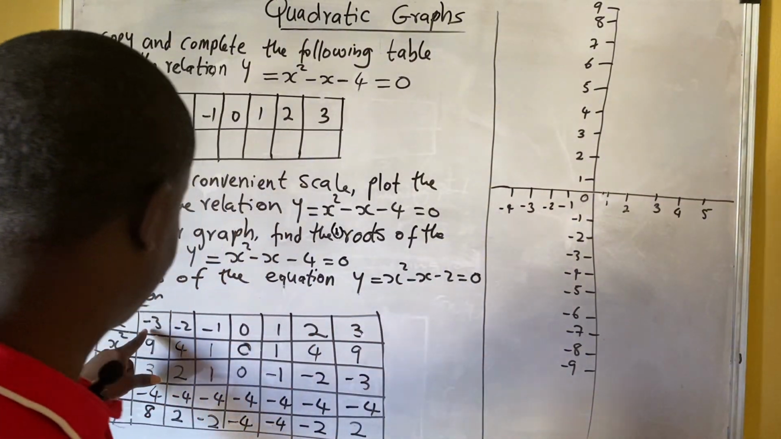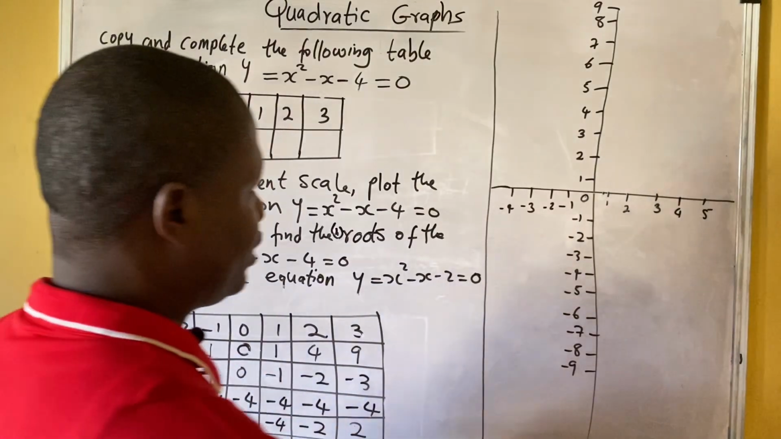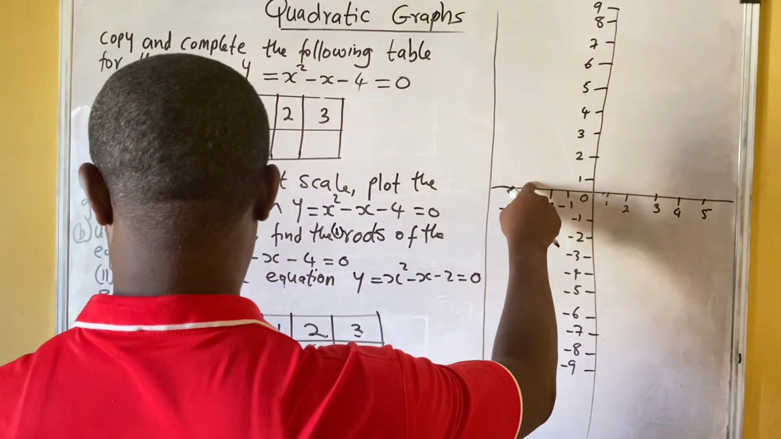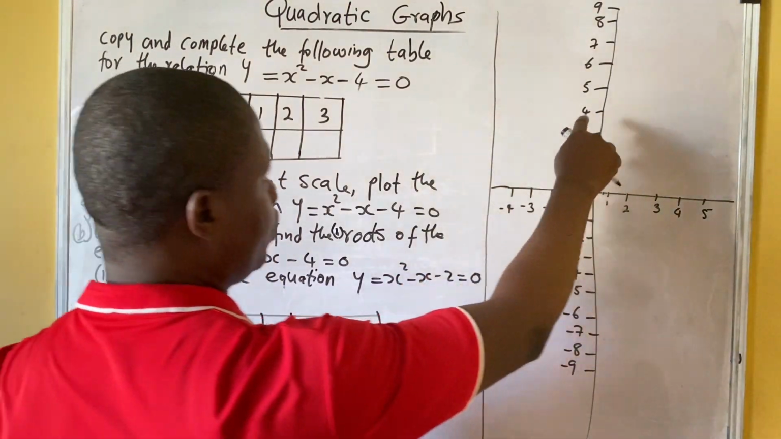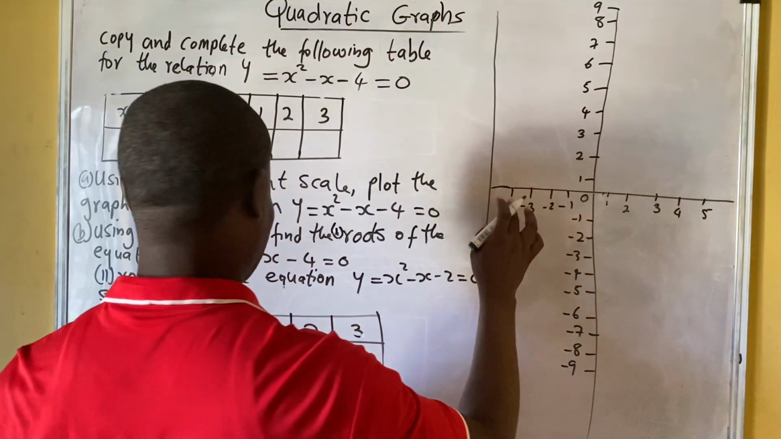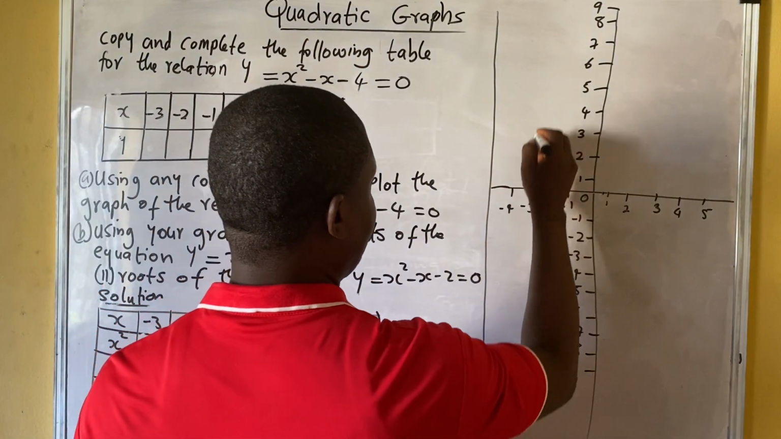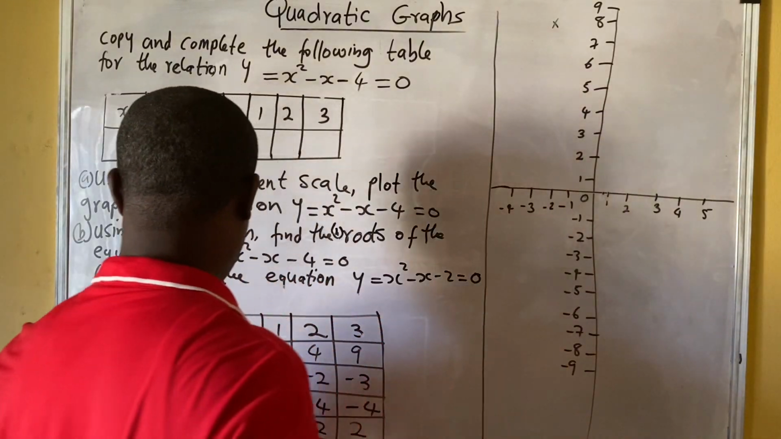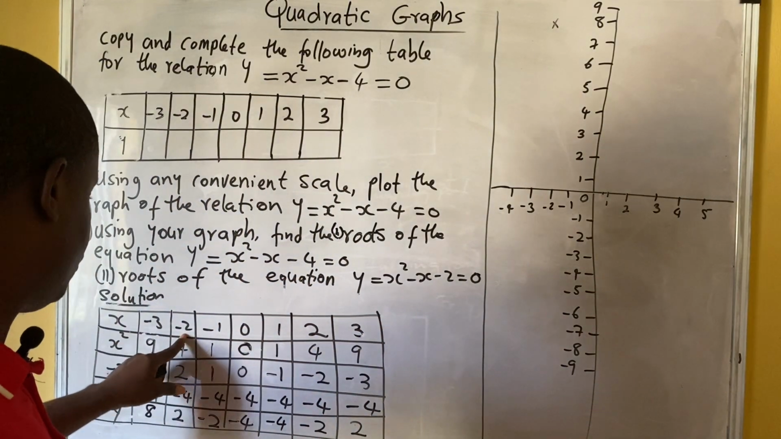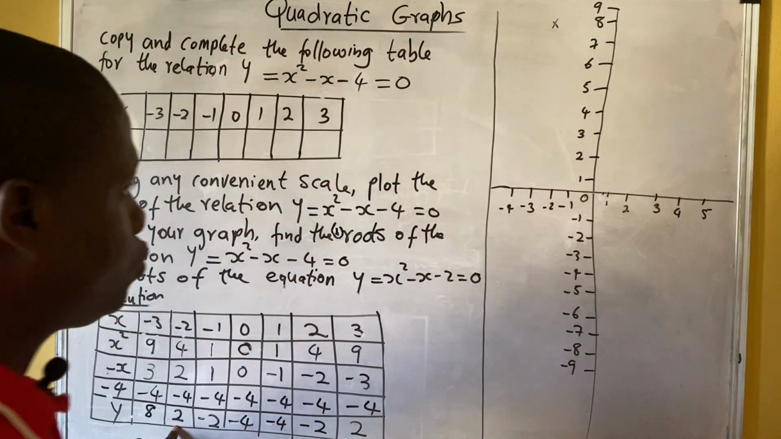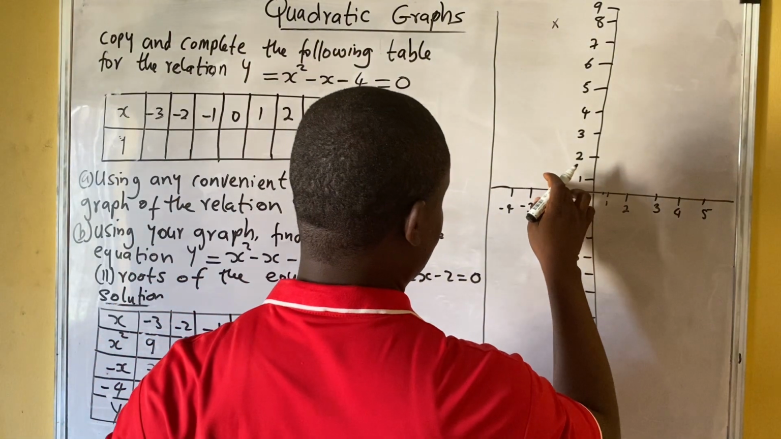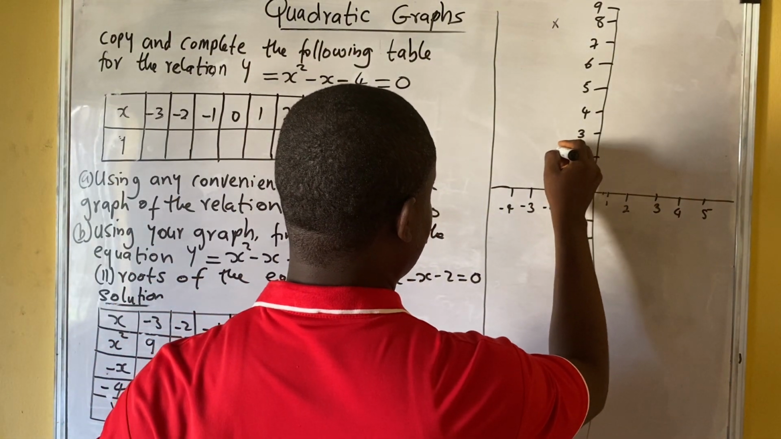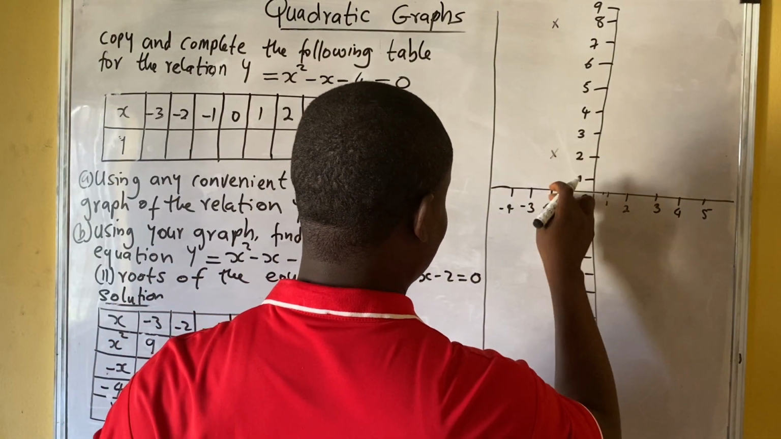When x is minus 3, what is our y? Our y is 8. So we have this. And when x is minus 2, our y is 2. So we have this.